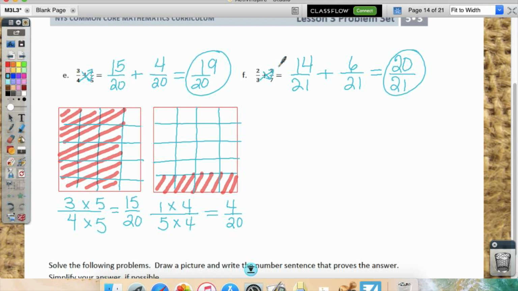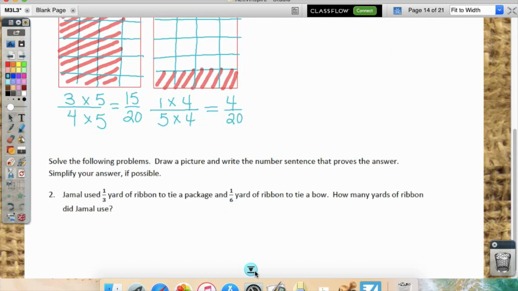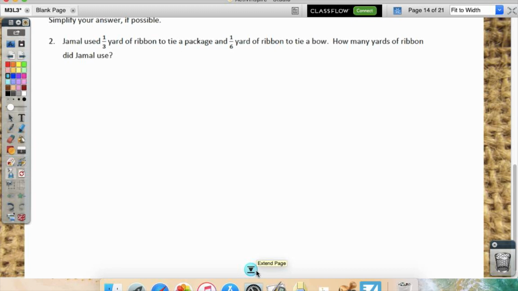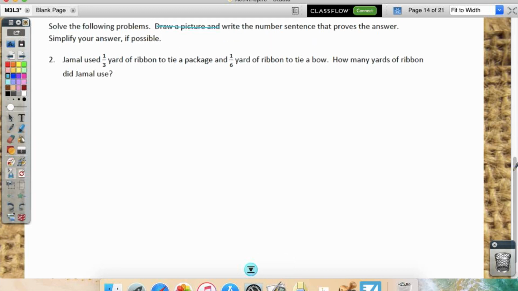Okay? All right, let's look at this right down here. Okay, so we are not going to draw a picture here. I'm going to show you a different way to choose a denominator. Okay, so we're going to do the same problem twice. All right.